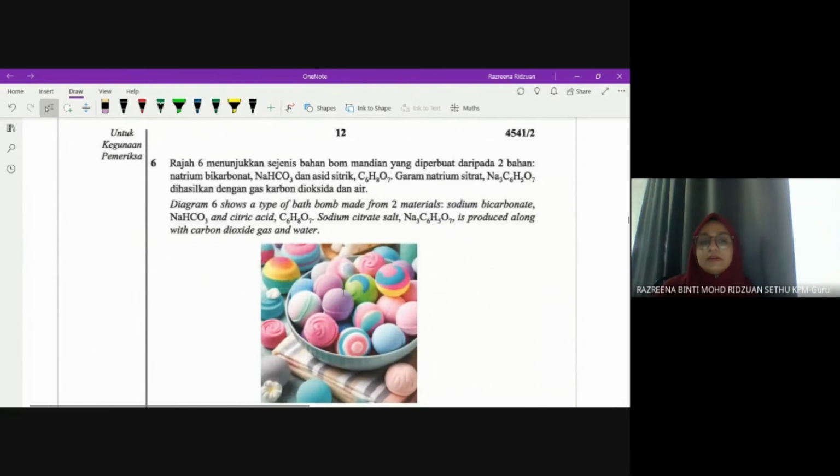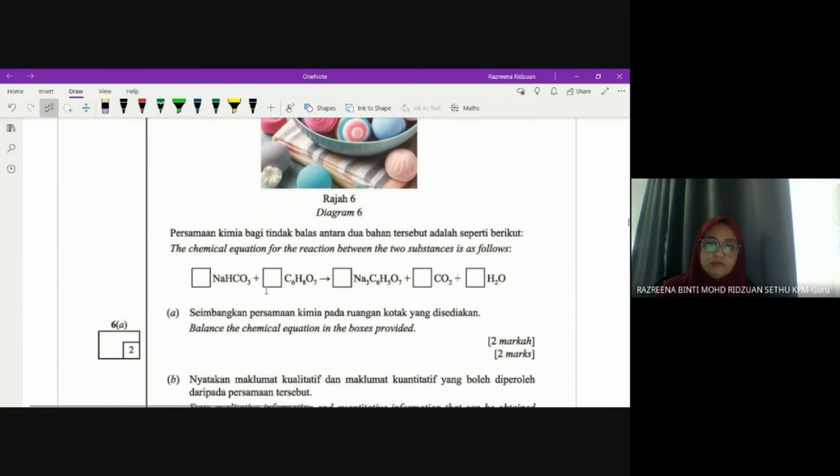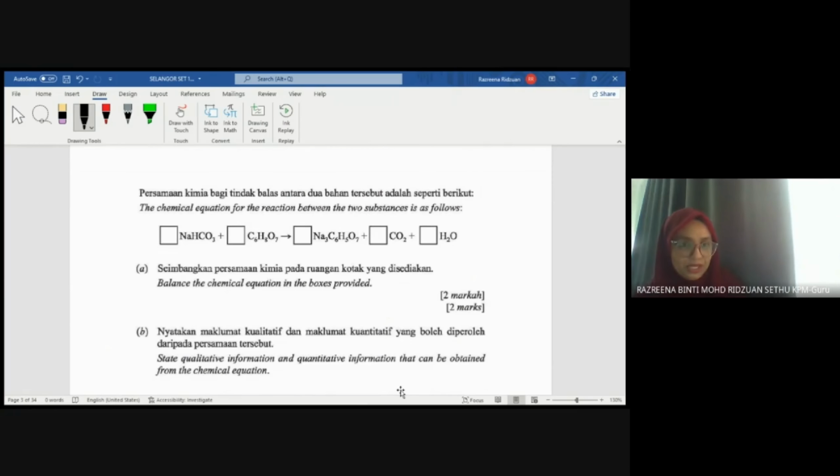Question 6. Diagram 6 shows a type of bath bomb made from 2 materials, sodium bicarbonate and citric acid. Sodium citrate salt is produced along with carbon dioxide gas and water. Now they give you a chemical equation and ask you to balance it. Okay, so let's see here. Sodium here you have 3. So put the 3 here.